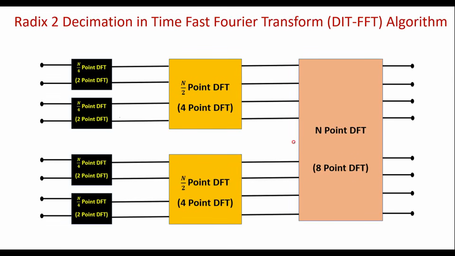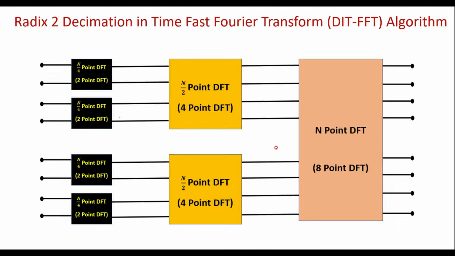In the DIT-FFT algorithm, as I said, it uses a divide and conquer approach. The n point DFT is divided into two n by 2 point DFTs, and each n by 2 point DFT is again divided into n by 4 point DFTs, and so on until it reaches a 2 point DFT. This is the basic concept of the DIT-FFT algorithm.